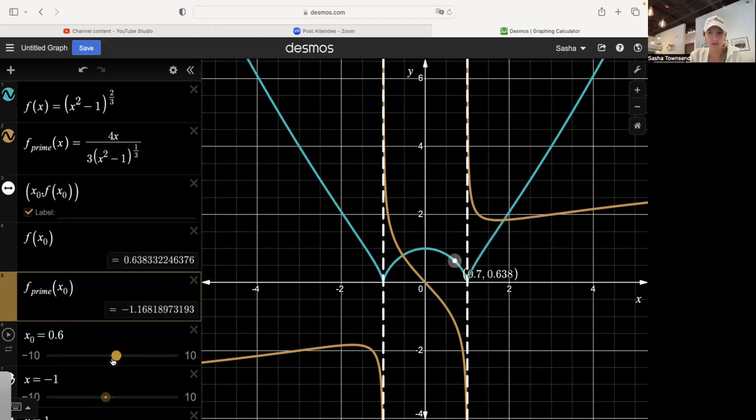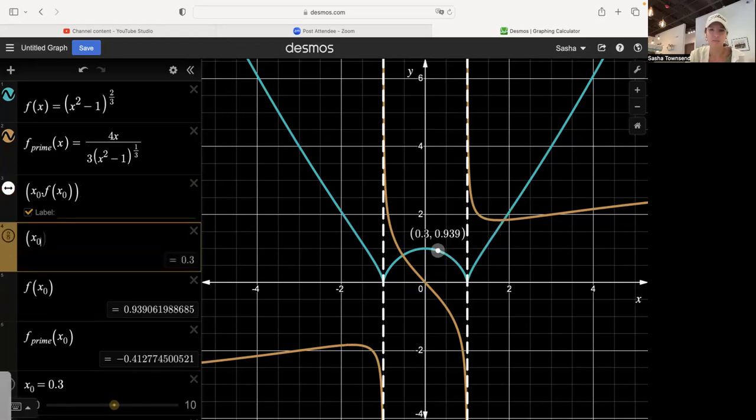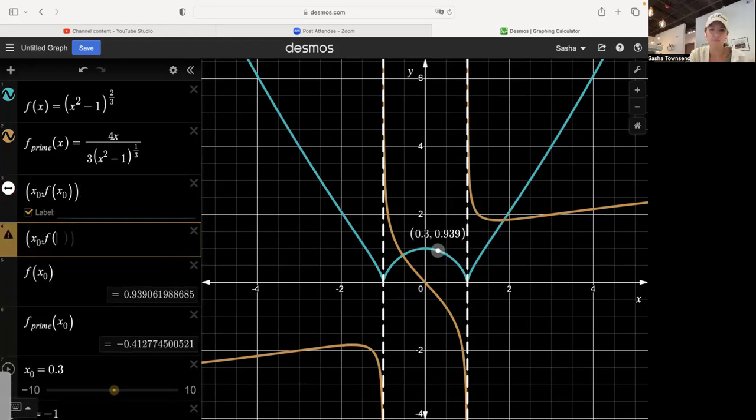And then let's move that point around a little bit. So at that location, at x equals 0.3, the y value is 0.939. In addition to plotting that point, I'd like to plot the point that gives us the slope.